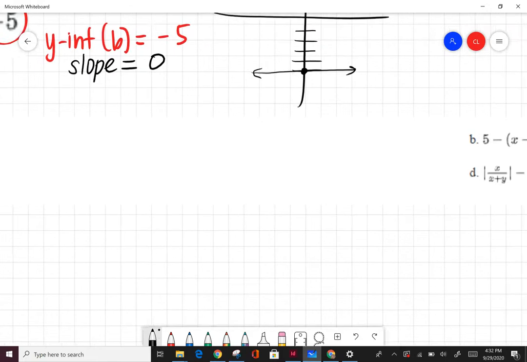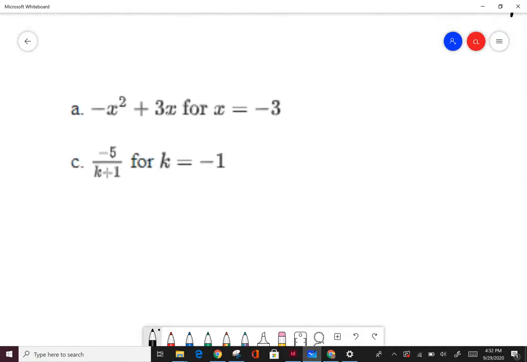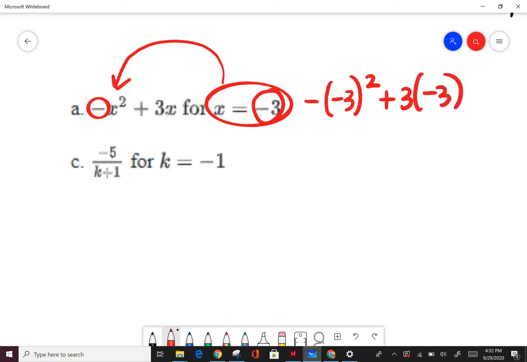And the last one, A, we're going to evaluate for these. That means just substitute it in. So I'm going to substitute the -3 into x. In place of x, I'm going to substitute -3 squared. Do you notice there's two negatives? Because one is from this right here, and one is from the actual number -3. Plus 3 times -3.